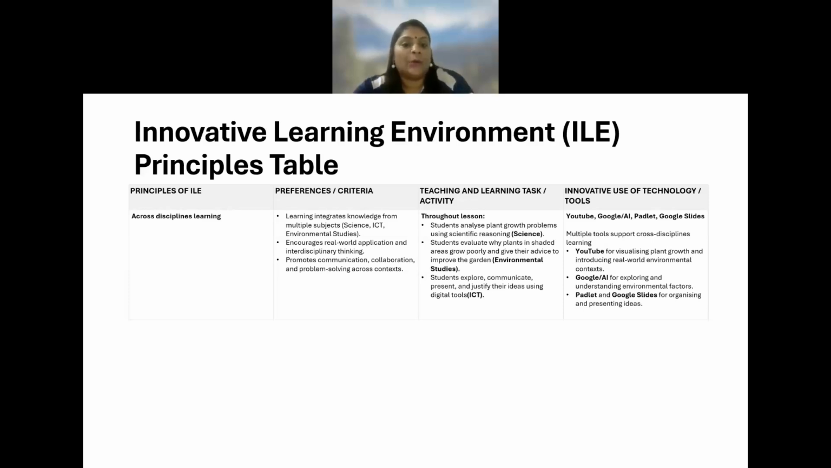Our lessons also integrate multiple disciplines. Students use science to understand plant growth, environmental studies to evaluate shade and solutions, and ICT to research, collaborate, and present digitally, reflecting real-world problem solving. Next.